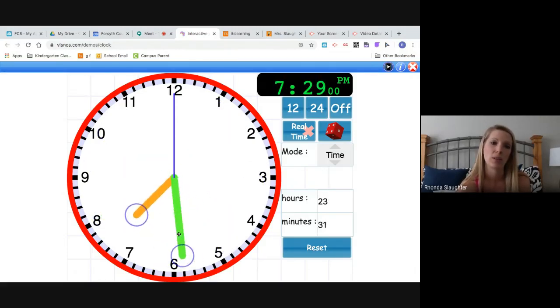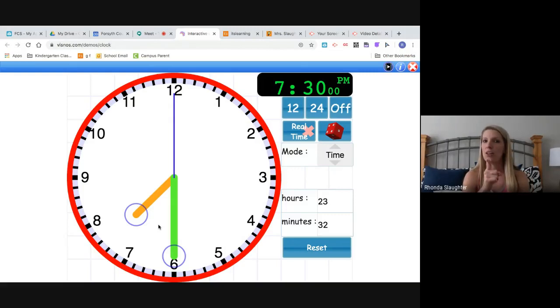Let's try this one. Okay. I'll give you just a minute. The minute hand's pointing down. So we say 30. Okay, the hour hand is in the middle of 7 and 8. So is it 7:30 or is it 8:30?